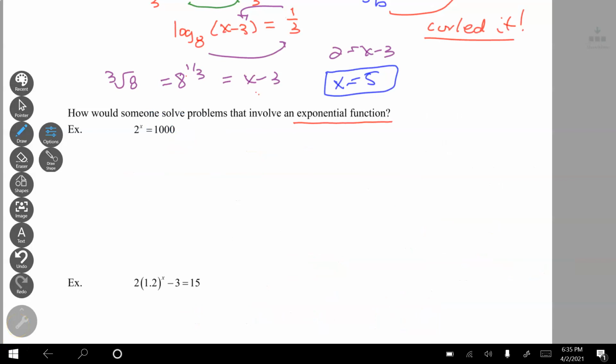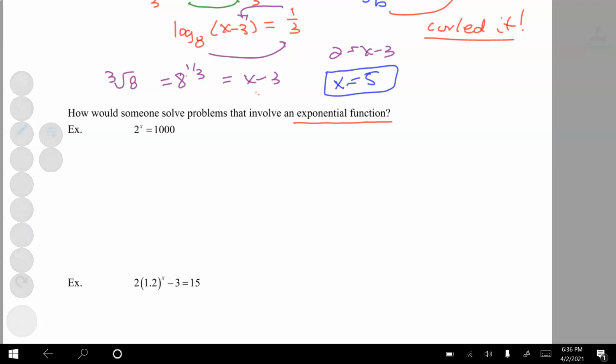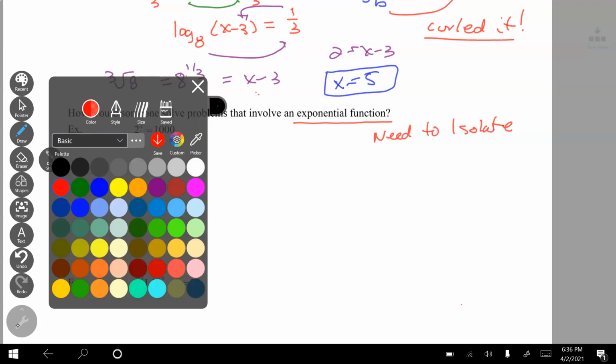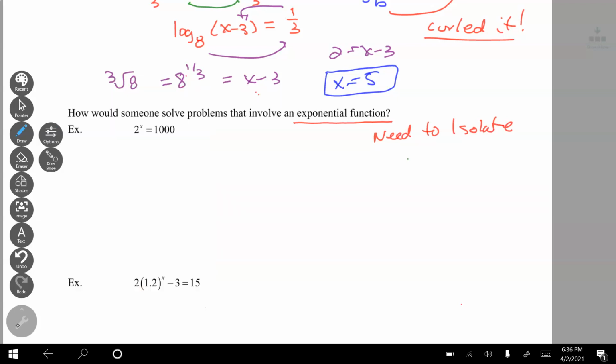So for a log problem, the previous problem, we had to isolate the log, and we had to curl it, and curling it is kind of making it into an exponential. So when I have an exponential problem, that means the variable is in the exponent, again, I need to isolate, except this time I need to isolate the exponential part, which is raised to the something, is equal to a number, and then I'm going to log both sides of the problem.